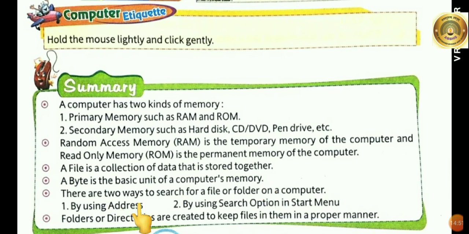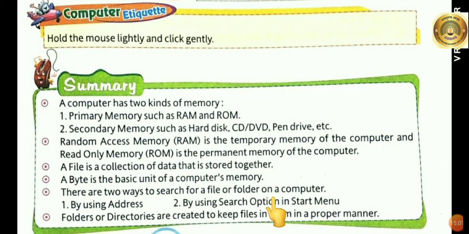There are two ways to search for a file or folder on a computer. First is by using an address, second is by using the search option in the start menu. And the last line is: folders and directories are created to keep files in them in a proper manner.